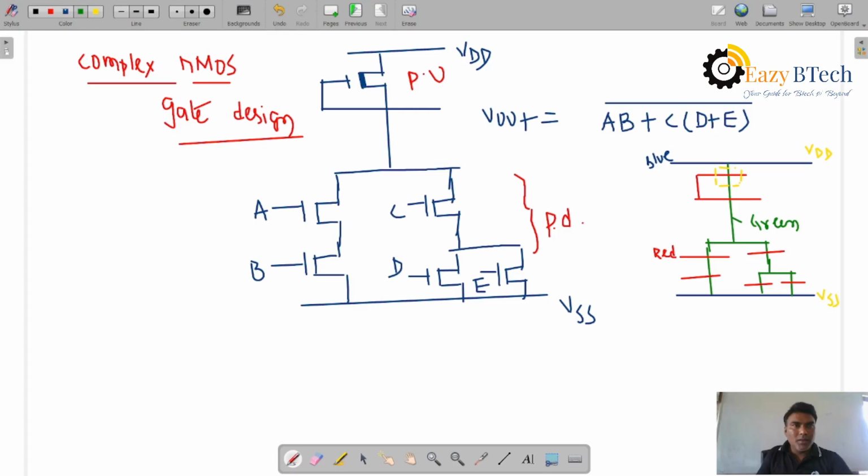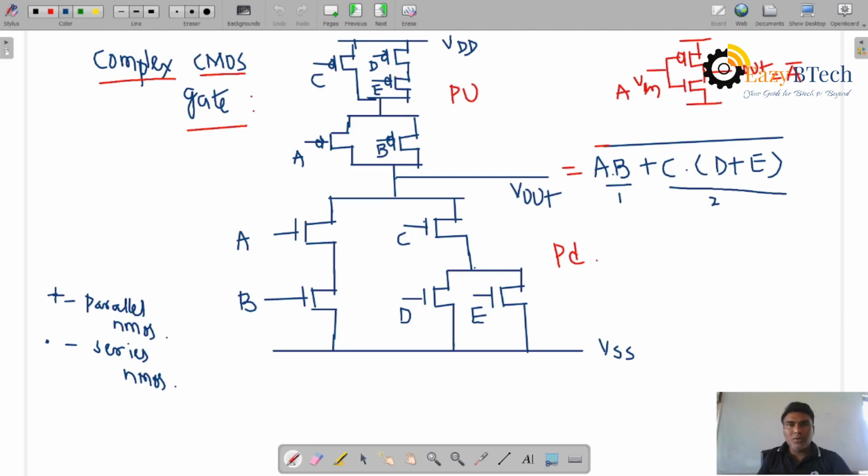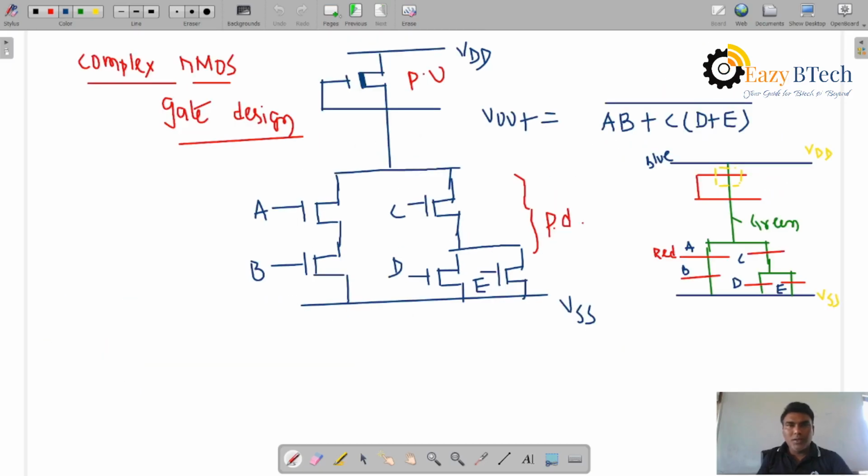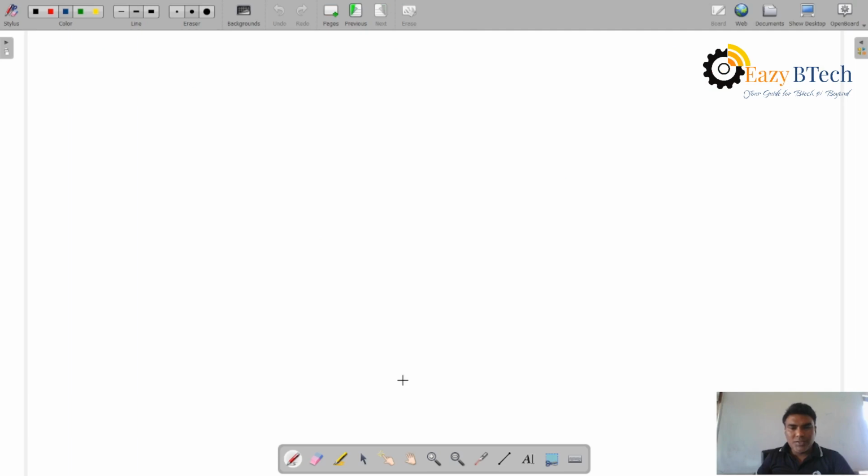Let me tell you this. This is A and this is B, this is C, D and E. For the given logic, let me draw this one in CMOS design style, the CMOS stick diagram.